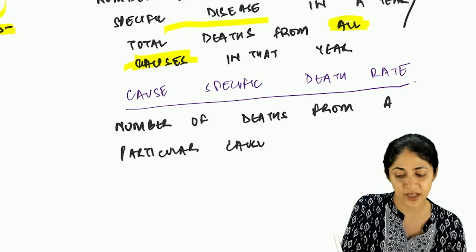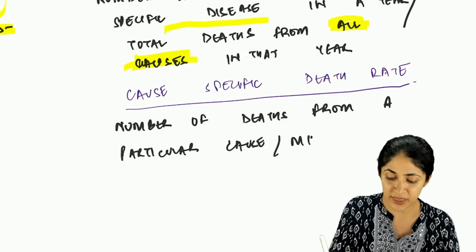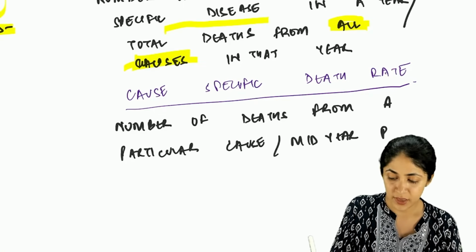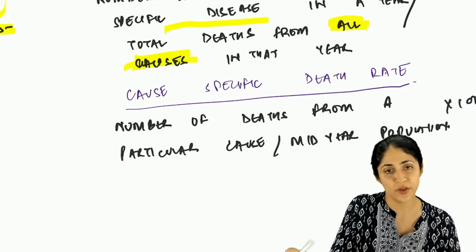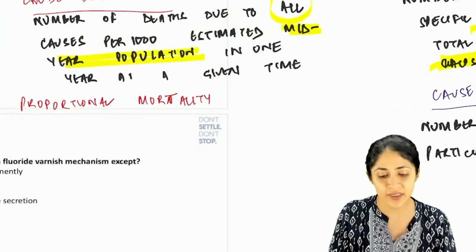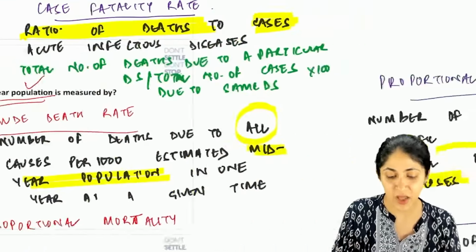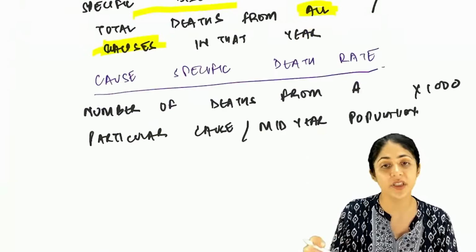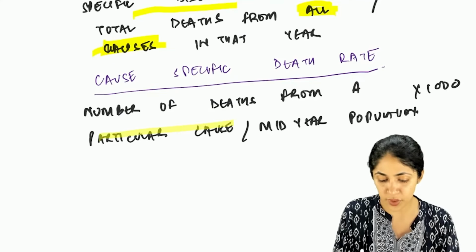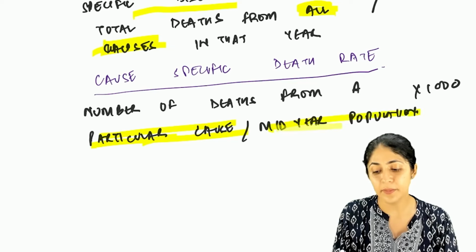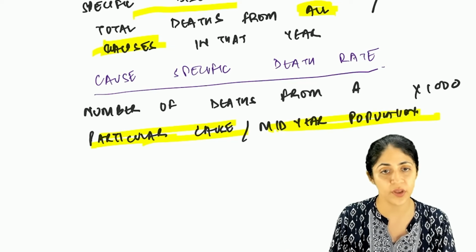So this is due to one particular cause, the number of deaths divided by the mid-year population in 2000. So basically the answer here will be the cause specific death rate. Why cause specific death rate? Because the numerator says that the number of deaths from a particular cause, one thing, divided by the mid-year population in 2000. That is cause specific death rate.